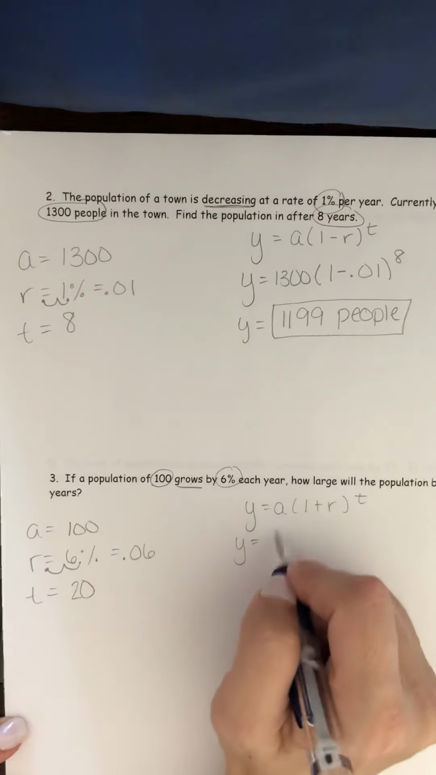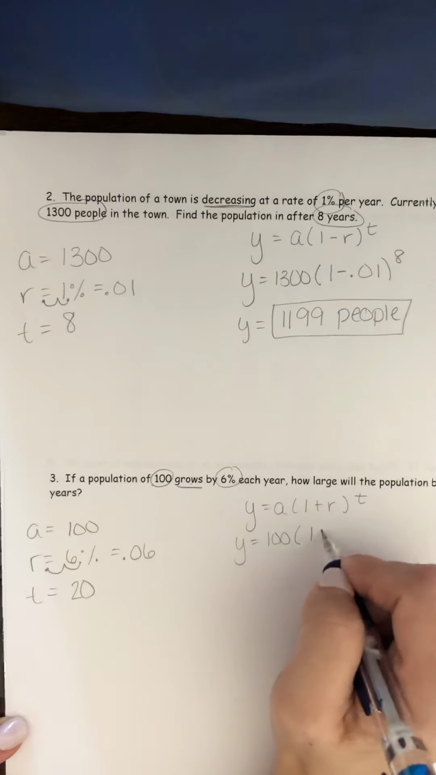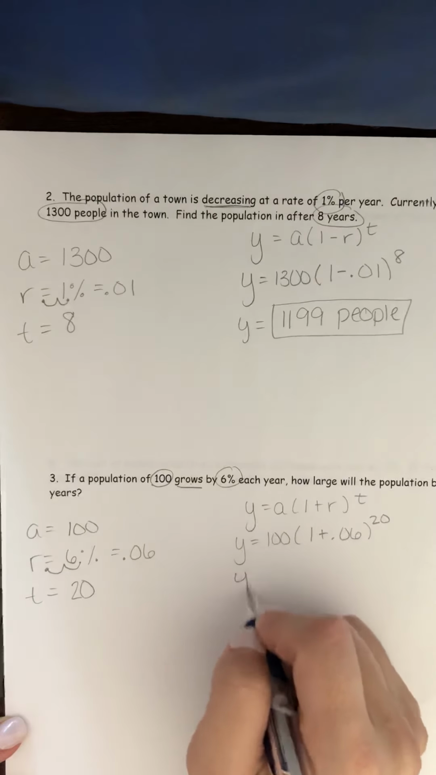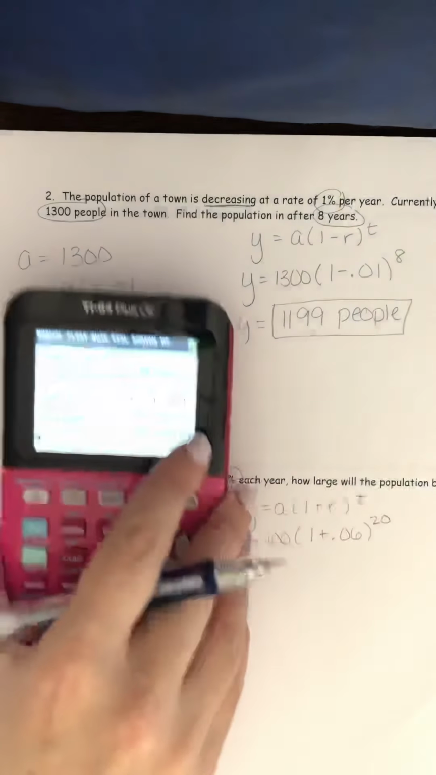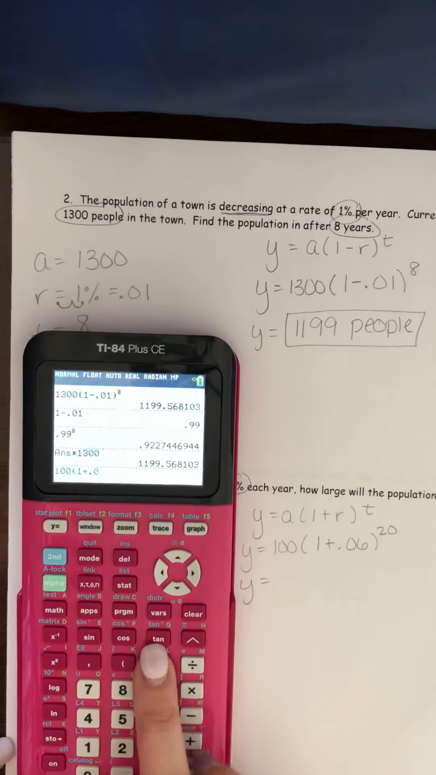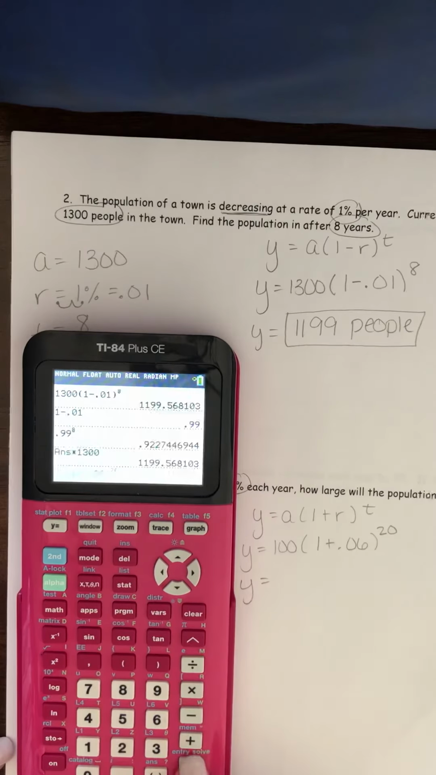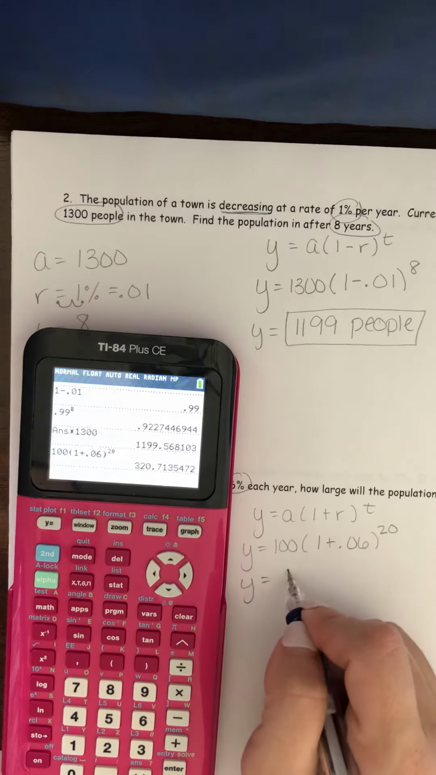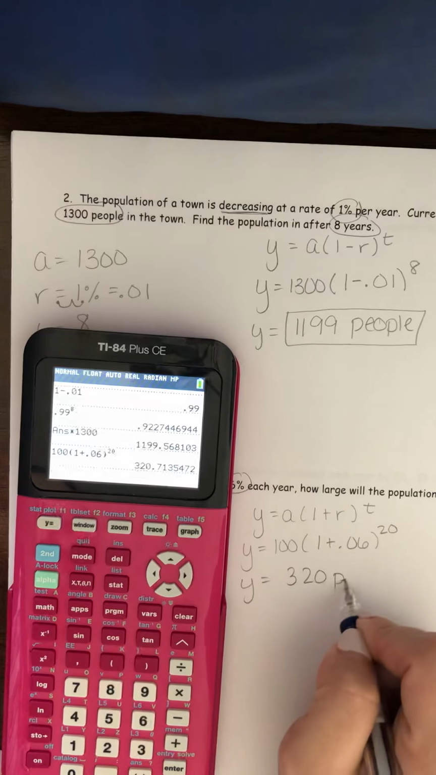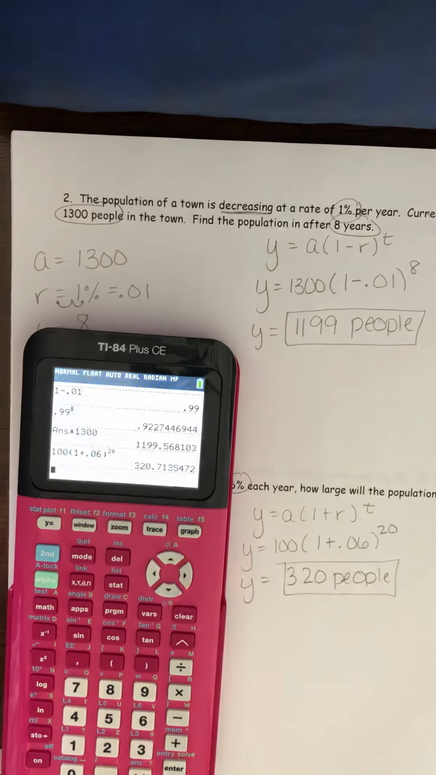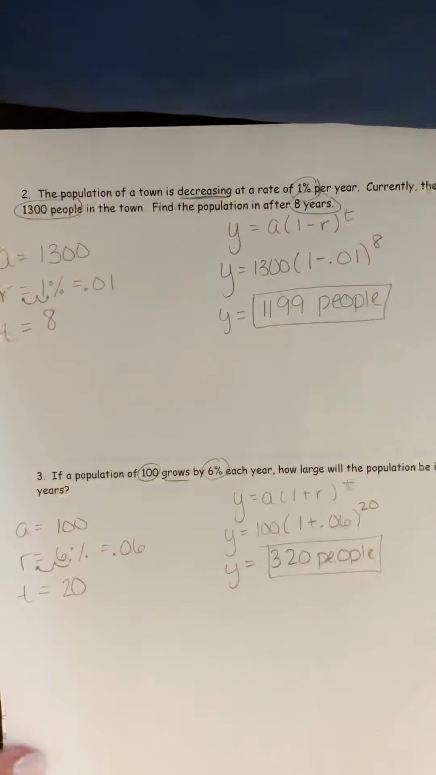Just fill in the numbers, so A is 100. R is 0.06, and our T is 20. I'm going to type it in my calculator. So 100, parenthesis 1 plus 0.06, raised to the 20. And we get, remember we're talking about people again, so 320 people. Because we haven't quite made it to the 21st person yet, so we don't want to jump up to them.